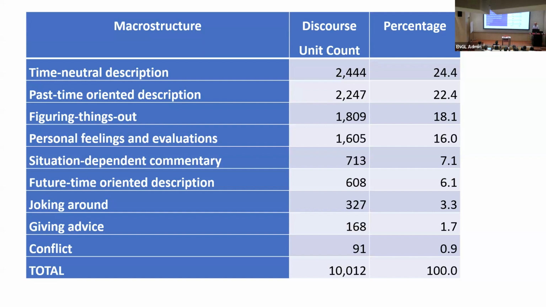But then in terms of social interaction, you see some of the other discourse units come to the fore. Figuring things out is number 3 in the list. And of course, giving personal feelings and evaluation is another important macro structure that people call upon. Then there's something of a gap, and you get down to situation-dependent commentary, and you get future-oriented description and joking around. And then again, you get another sort of discontinuity, and you get down to the less frequent ones, giving advice and conflict.